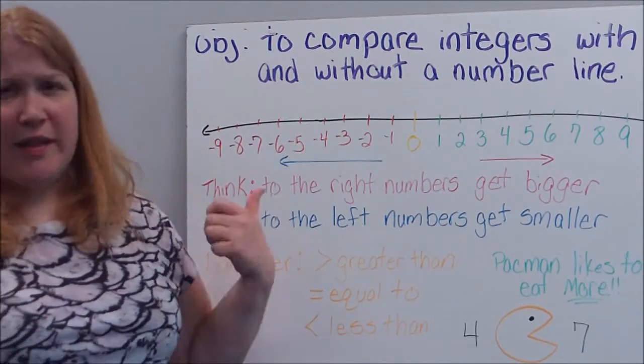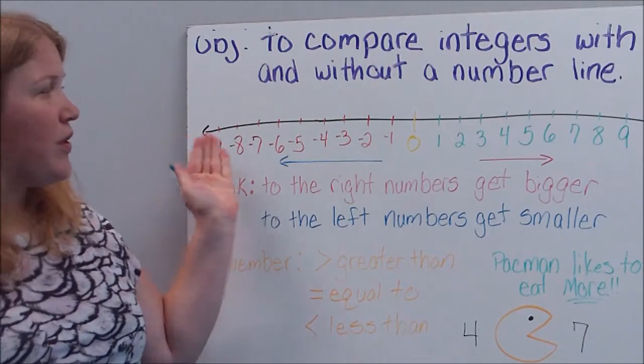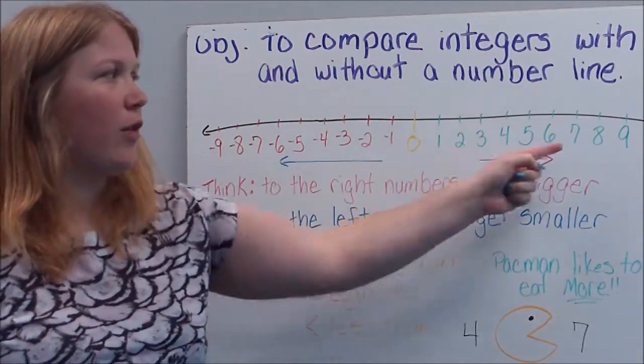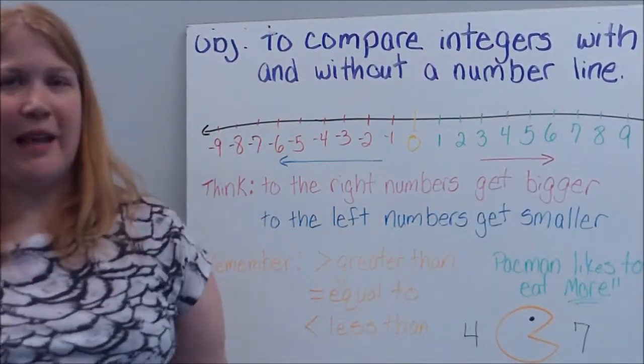So here what you'll notice is I don't have definitions, but I've drawn you the number line and we just want to think about it. As I work my way towards the right, going this way, the pink arrow, what happens to my numbers as I go to the right? Well, what you'll notice is they're getting bigger.